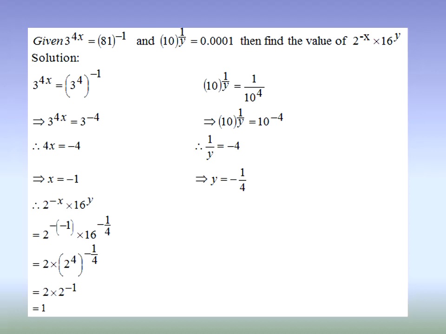Now powers are multiplied, so minus of minus 1 becomes plus 1, so 2 to the power 1 means 2. 16 you can write as 2 to the power 4, and it's whole to the power minus 1 by 4. Now this time powers are multiplied. So 4 into minus 1 by 4, when we multiply, we'll get minus 1. So 2 to the power minus 1 into 2.